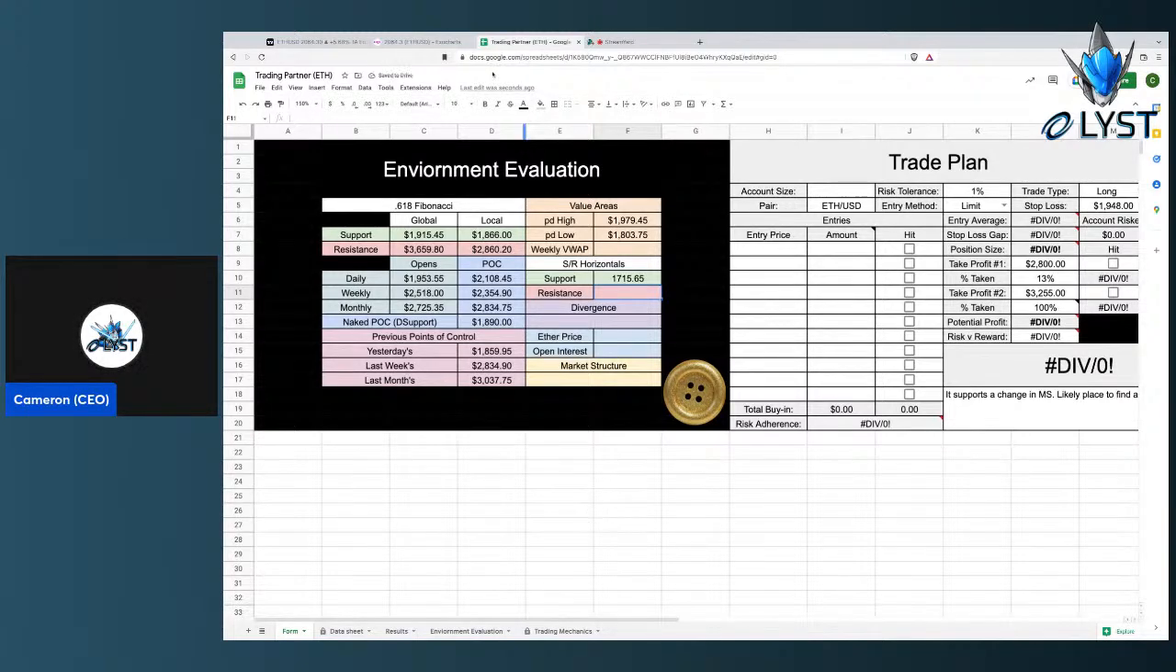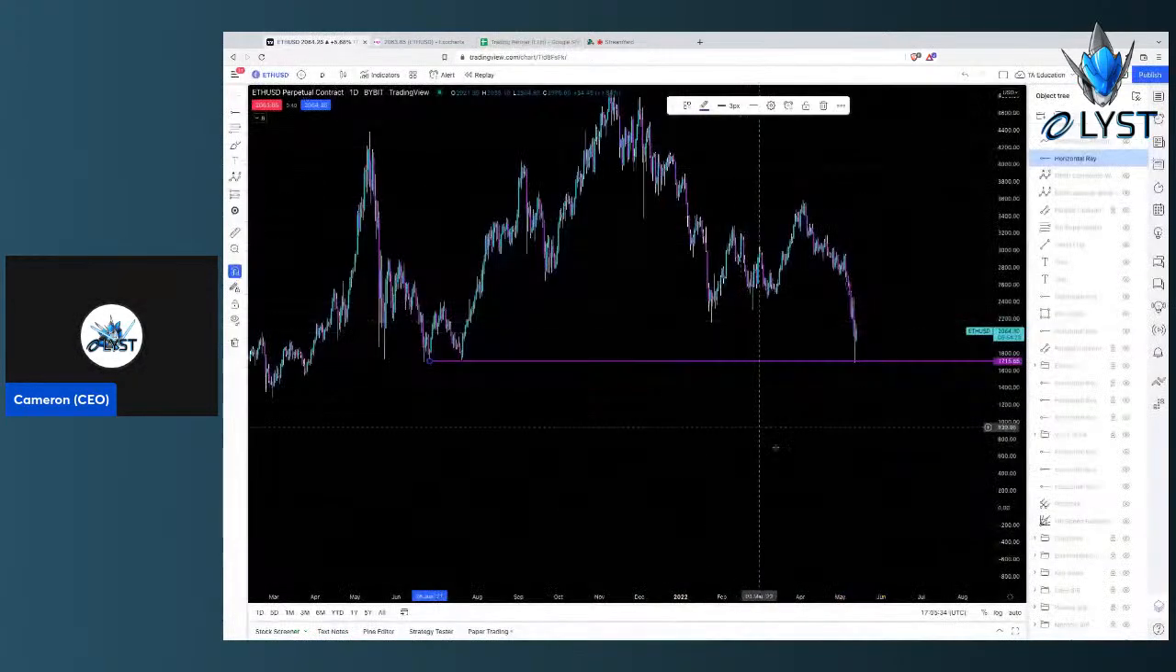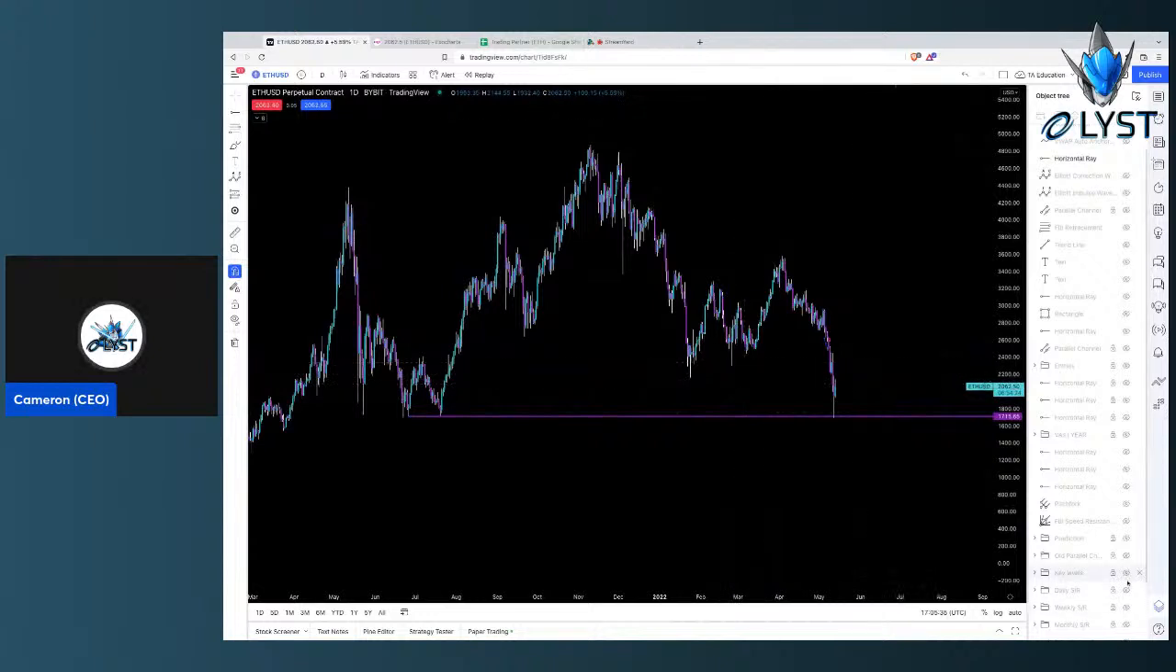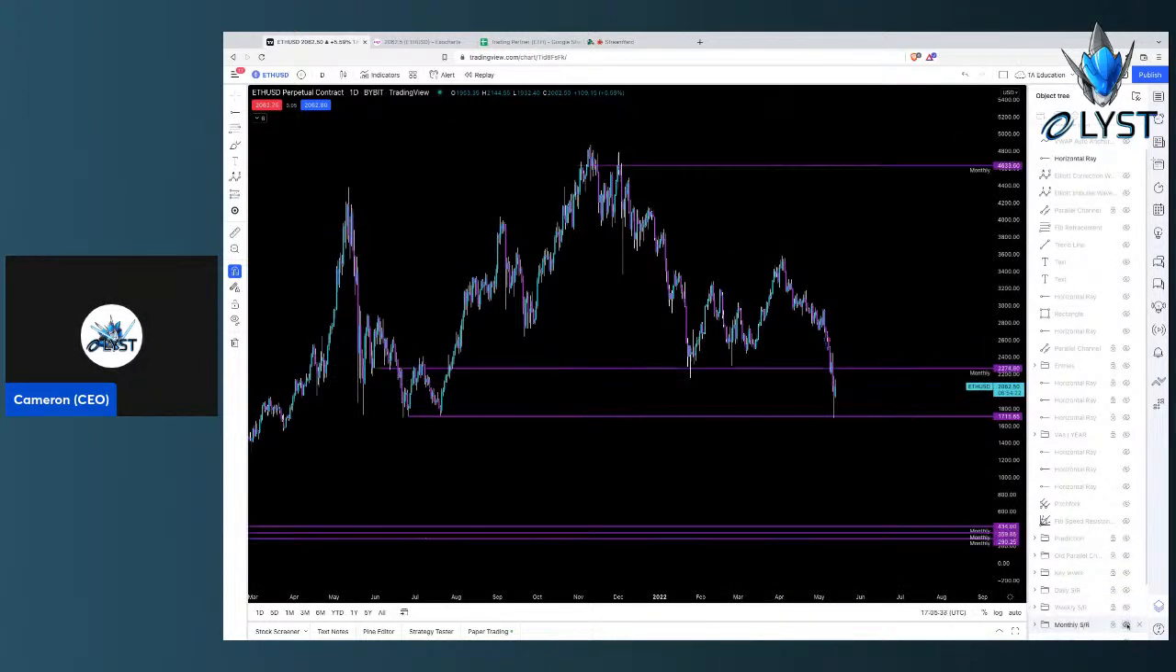And then resistance. Let's find our next biggest resistance level. Let's go monthly up there. It could be the monthly, pretty big level. So I'm going to put 22.74, this level right here.